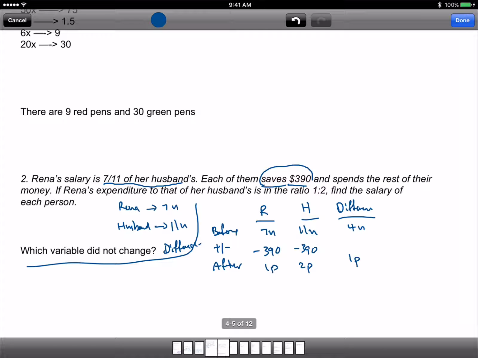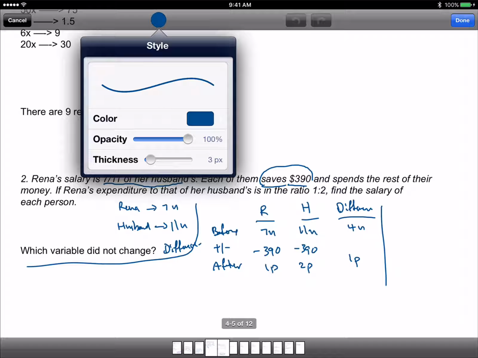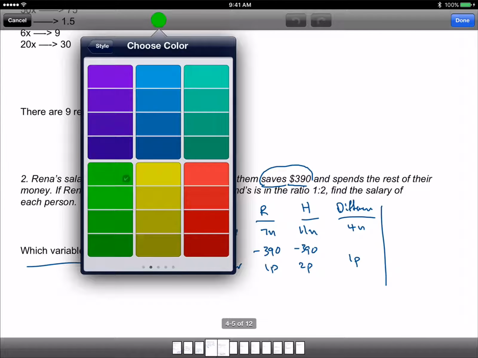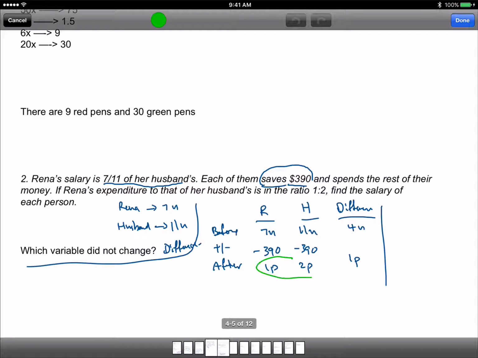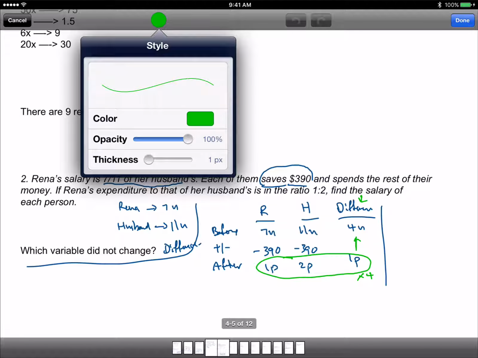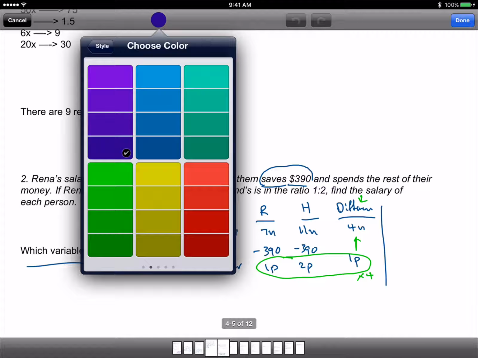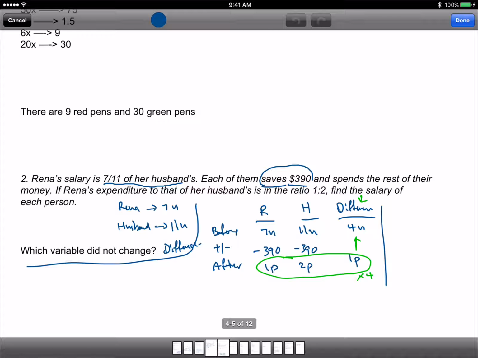Now I need to make the difference the same, which means that the entire row over here has to multiply by 4, so to make it the same as this, since it's a difference unchanged type of question. Right, let's change the color, it's blue.